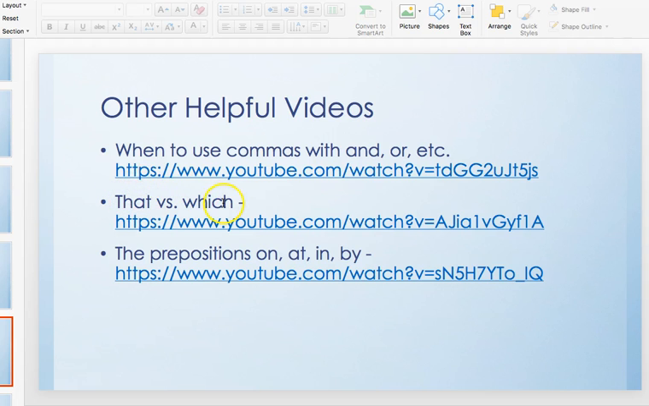Using that versus which. This is something that comes up quite often, not just for you guys, but in general. A lot of people struggle with that in their writing, so go ahead and watch that video. And then once you're done with that, I want you to watch this video on the prepositions on, at, in, and by, because that does come up quite a lot, especially if English is not your first language. It is something that most people find very confusing.